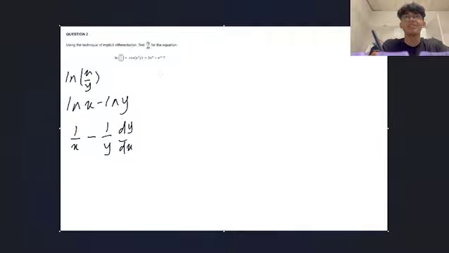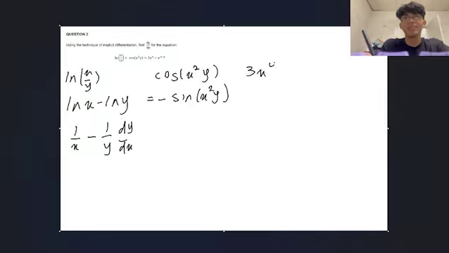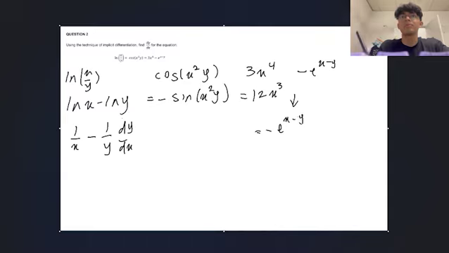The second one is cos x power of 2 y. Differentiating this, it will be minus sin x power of 2 y. The third one is 3x power of 4, it will be 12x power of 3. And the fourth one is minus e power of x minus y. This one will be minus e power x minus y multiplied by 1 minus dy/dx. This comes from differentiating the power x minus y.